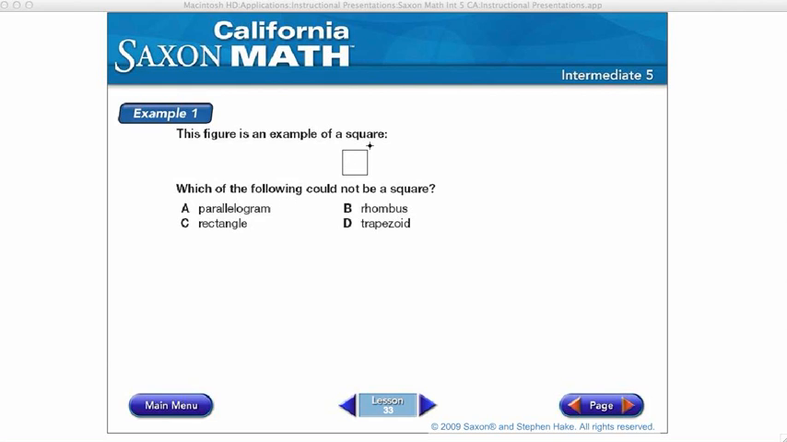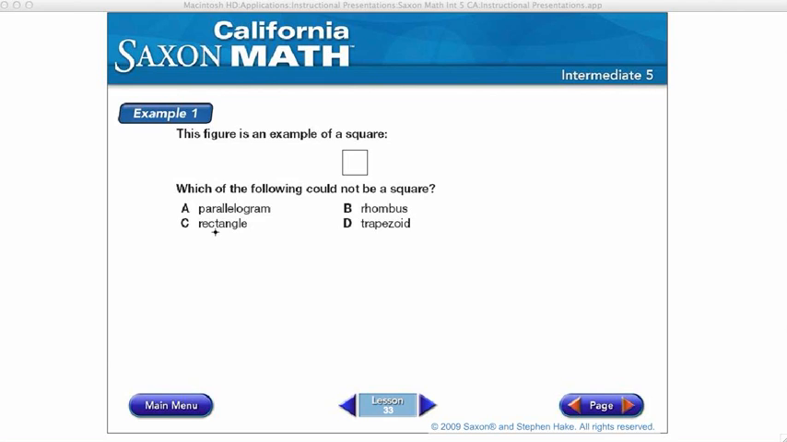Well, a square has 2 pairs of parallel sides. The top and bottom are parallel, and the right and the left are parallel. So a square is a parallelogram. B is a rhombus. A rhombus has 4 sides that are congruent, so all 4 sides are the same length. Well, in a square, we know that all 4 sides are the same length, so a square is a rhombus.